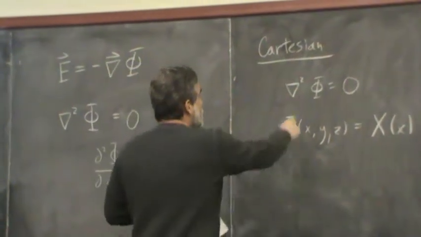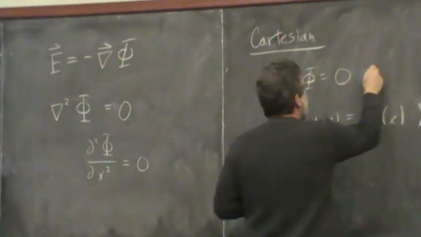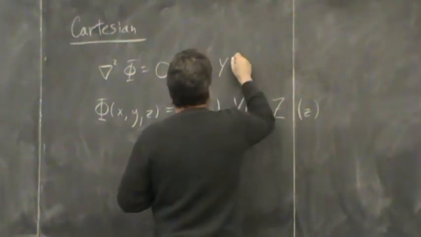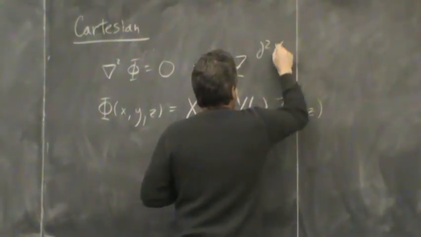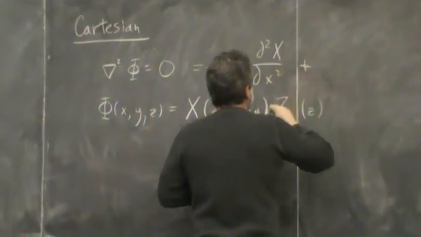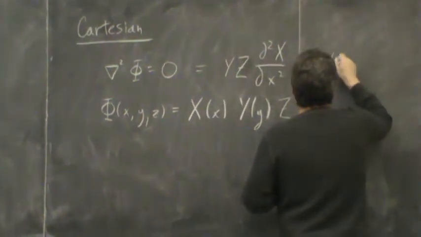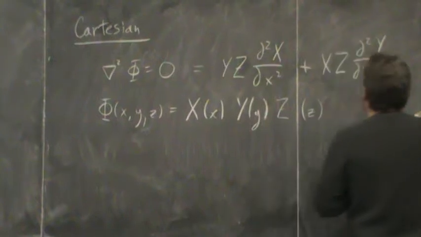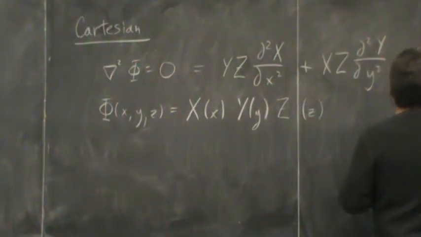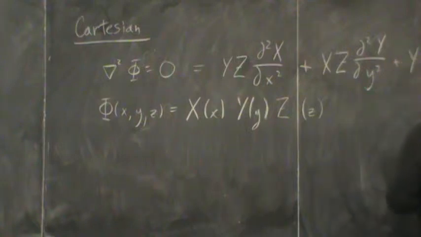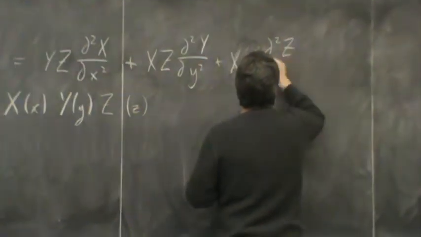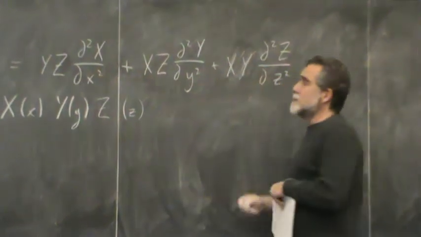Okay. So there's my equation there. Now I can just write it out. And that means that, substituting this, I've got yz d squared x dx squared plus xz d squared y dy squared plus xy d squared z dz squared. Right?